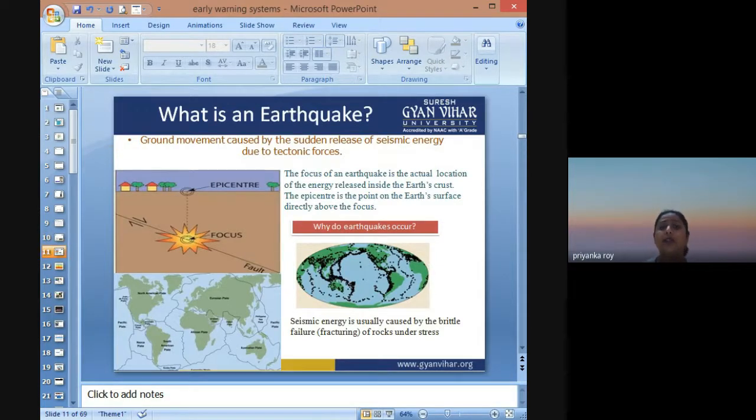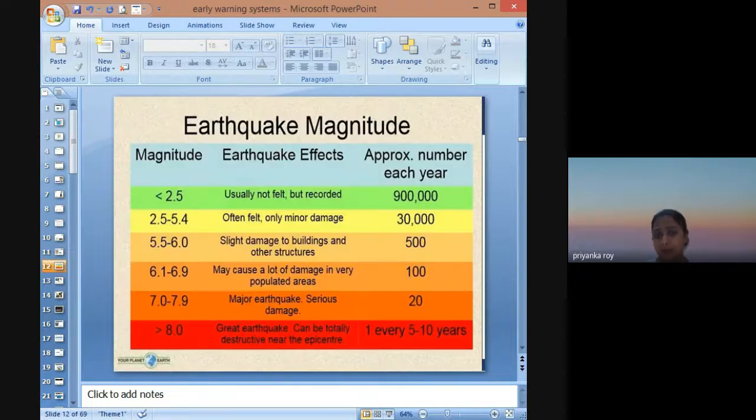Early warning for various disasters, like what is an earthquake? Earthquake being the shaking of the earth that triggers violent movement on the surface, which can cause collapse of the buildings. Now, collapsing of the buildings can result in a lot of losses.